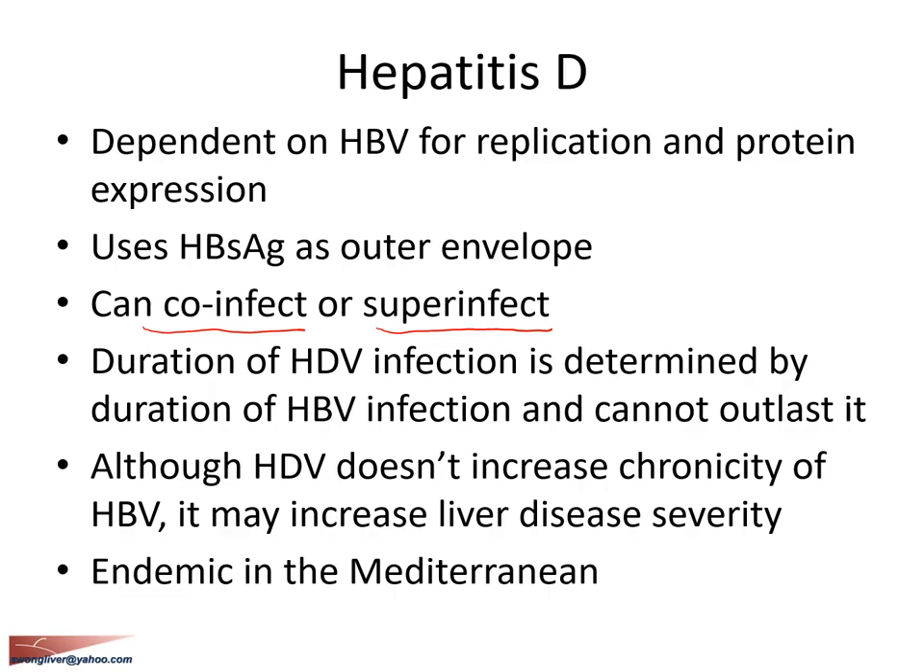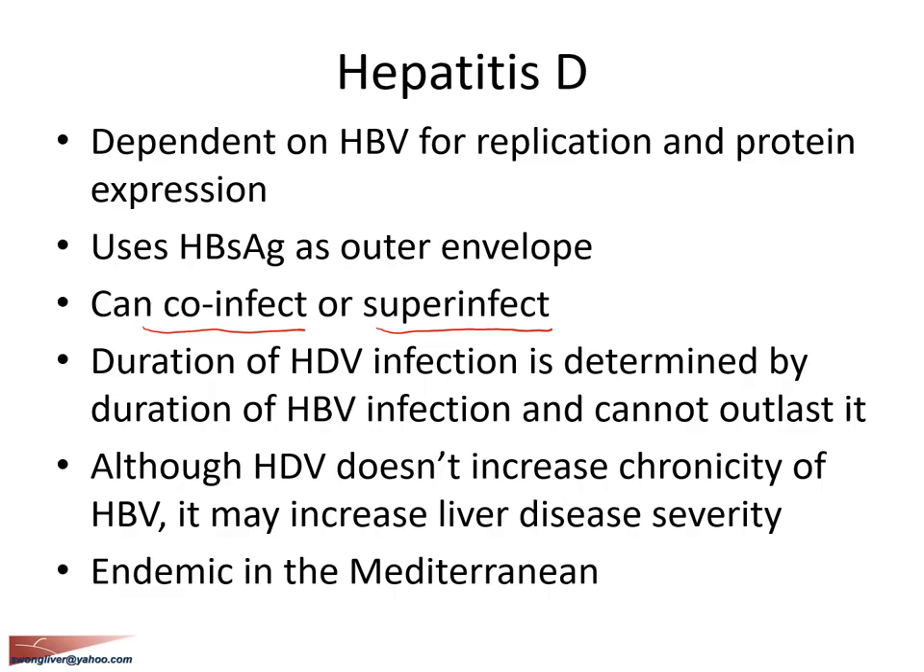Now, an important principle for hepatitis D is that the duration of the hepatitis D infection is really determined by your hepatitis B infection duration. It cannot really outlast it. So, meaning, if you get an adult who happens to have co-infection, for example, of hepatitis B and hepatitis D, so they were infected with both B and D as an adult, what is the probability of chronicity for hepatitis D? Will it be high?